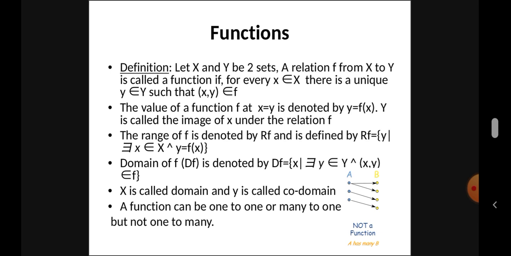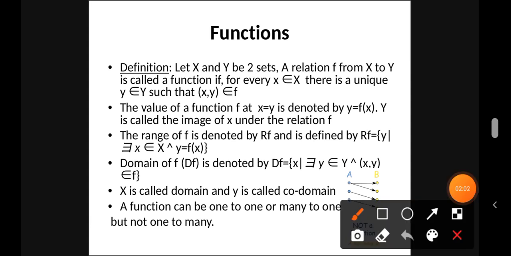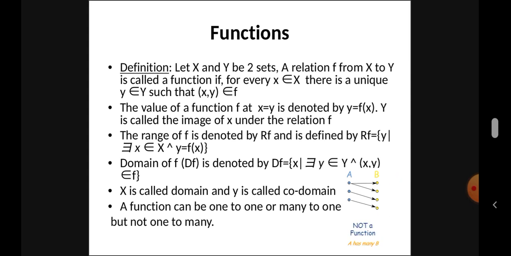A function can be 1 to 1 or many to 1, but not 1 to many. Here you can see a diagram. You have two sets A and B. From each element from A we have a relation to each element to B. Also you can see another relation from A to B. So here you can see a 1 to many relation. So we can say this is not a function.